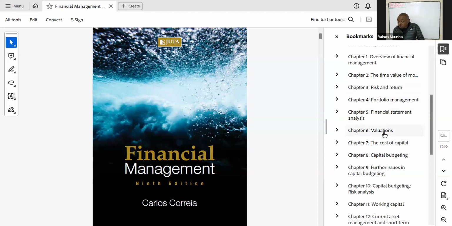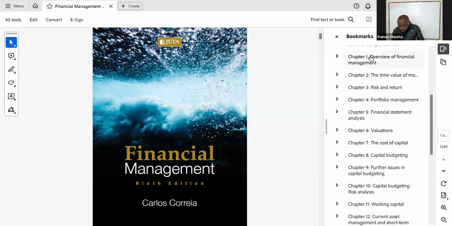Then there's also chapter 6, which looks at valuations. You will see that it also refers back to things that you would have done in your second year of financial management, and some of the things that you would have done in your third year as well. Then there's the cost of capital chapter and the capital budgeting chapter. For these 2 chapters, the assumption is that you would have looked at them when you were doing your third year of financial management, which is FIN3701.